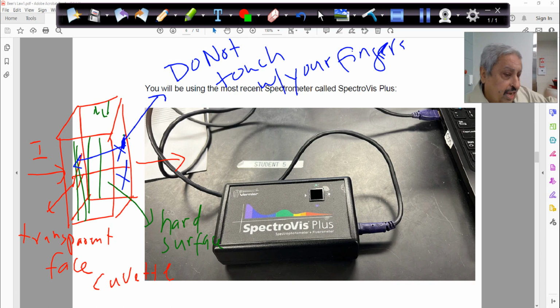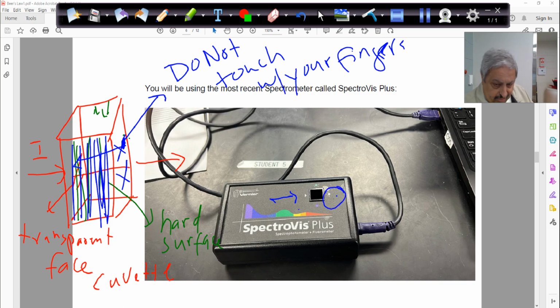So make sure you hold the face with the grooves. It's telling you to use those sides. Every time you want to grab this cuvette, grab it from this side, not from this side. This side the light will go through. As you can see, the light goes here and then will be detected on this side. See the arrow here? That is the transparent face of this cuvette. It's pure glass, no grooves. So you let the light go in, light go out.